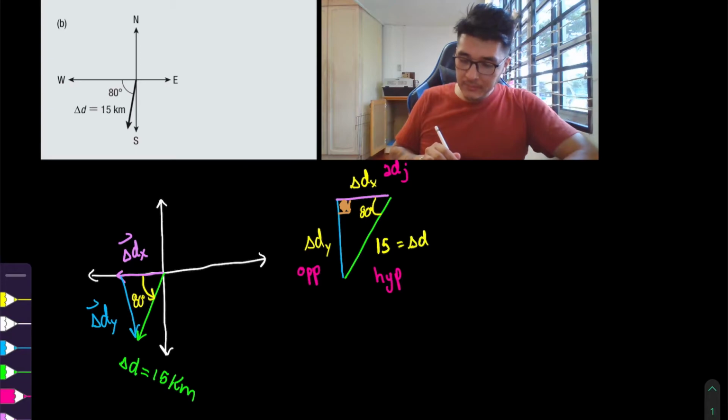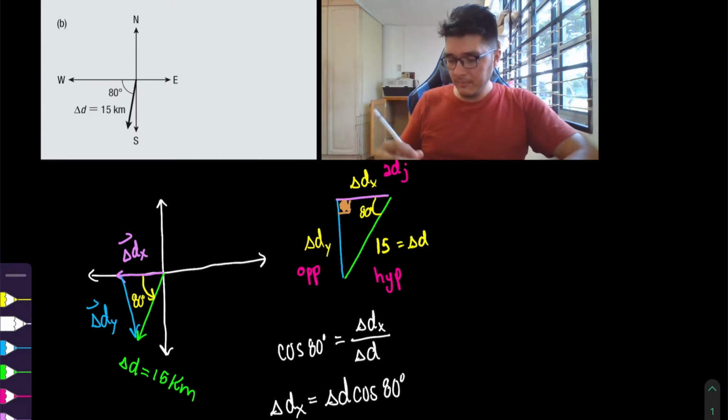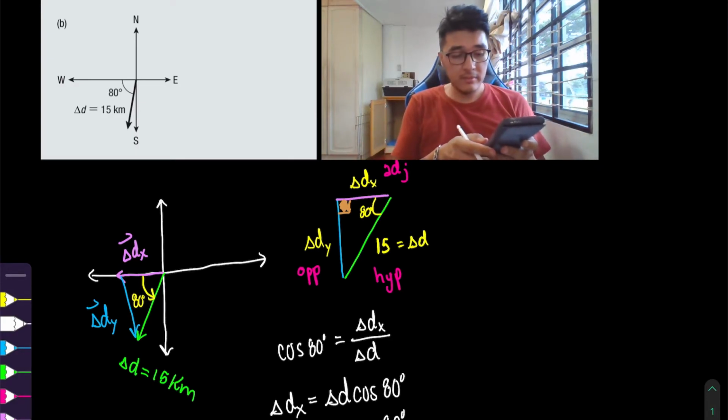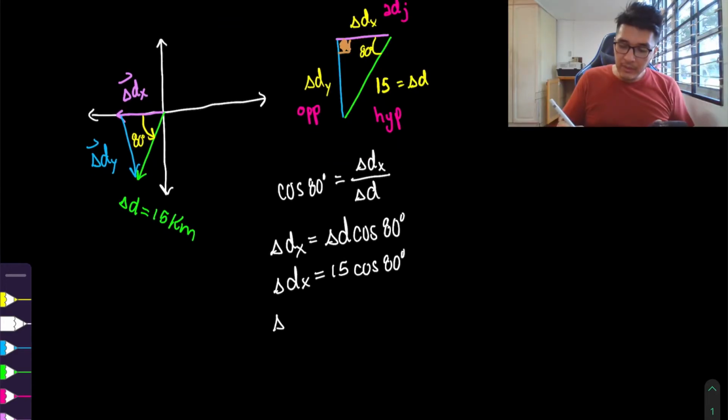So now let's write down cosine of 80 degrees is going to be adjacent over hypotenuse, so delta dx over the hypotenuse delta d. So this means delta dx is delta d cosine of 80. Putting in the value, it's going to be 15 cosine of 80. So let's calculate this. Okay, we get for the x component, it is approximately 2.6 kilometers.